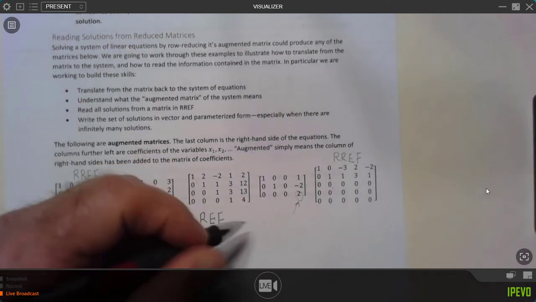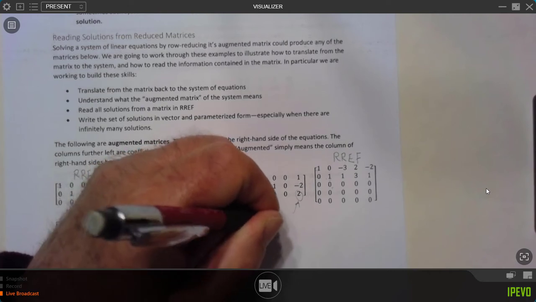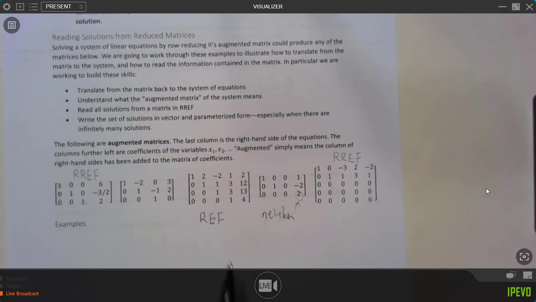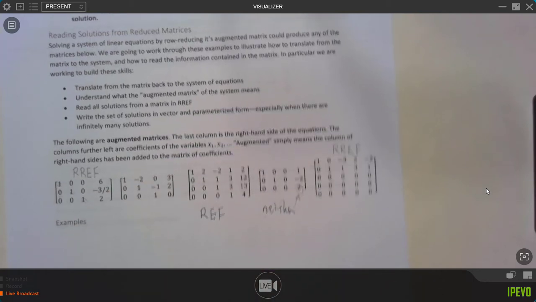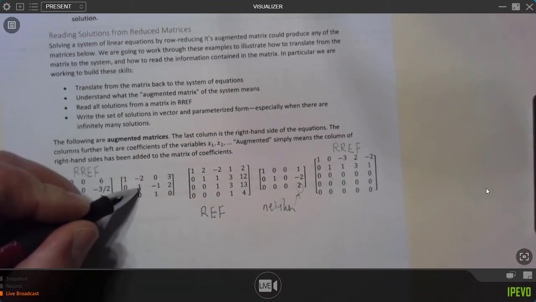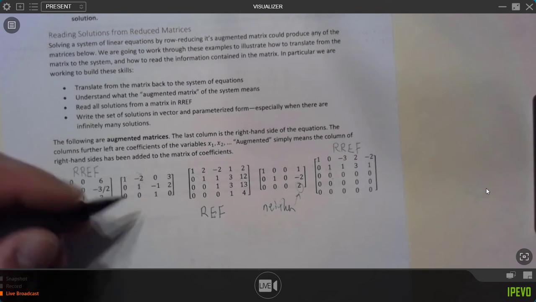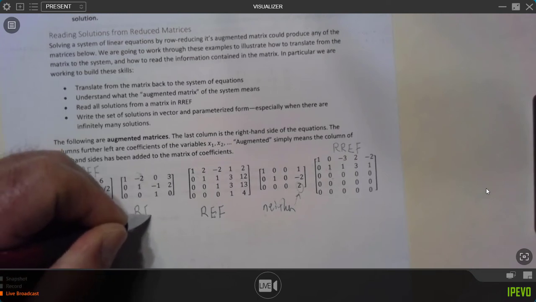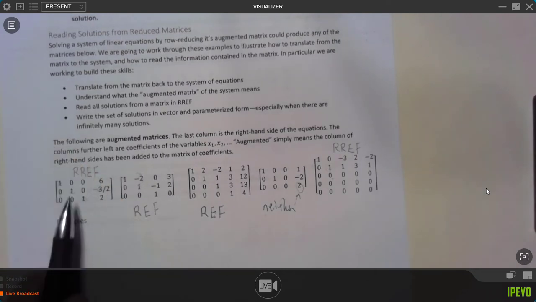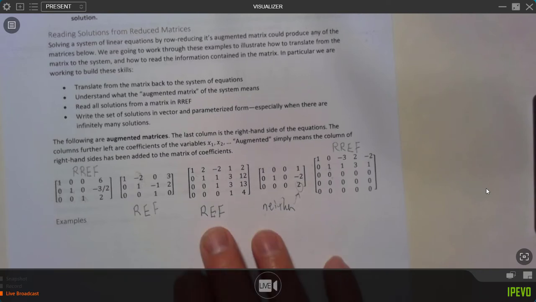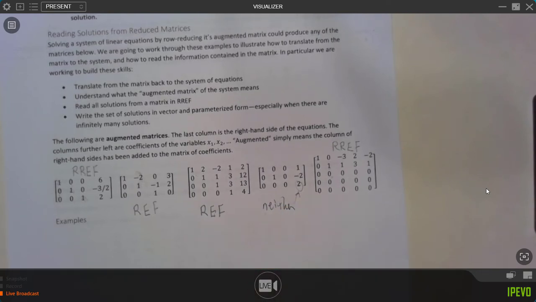This one, this is neither, because it has a leading 2 rather than a leading 1. This one is row reduced echelon form. This one, it's got a non-zero above a leading 1, so this is row echelon form. And this one right here is reduced row echelon form. We have all the possibilities: reduced row echelon form, row echelon form, and neither one occurring here.